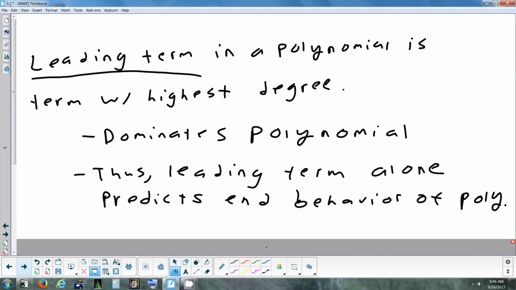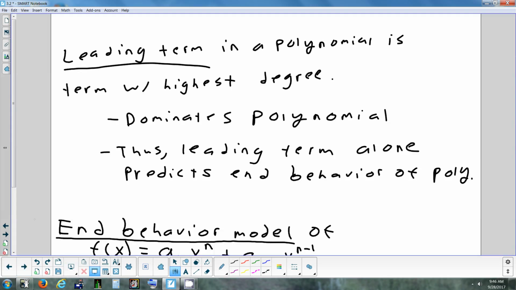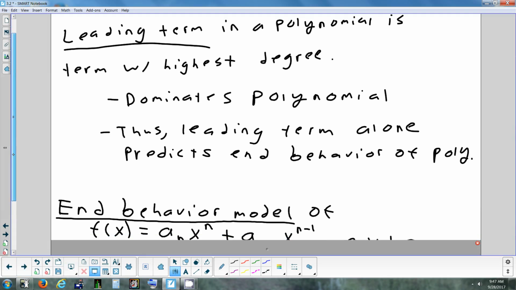Okay, so I already said this. The leading term controls what's going to happen. It dominates the polynomial. So all you need to do is look at the leading term if you want to know end behavior. That's it. Just look at the leading term. That leading term is what we call a model. It models the behavior.